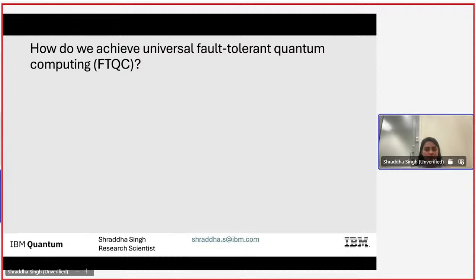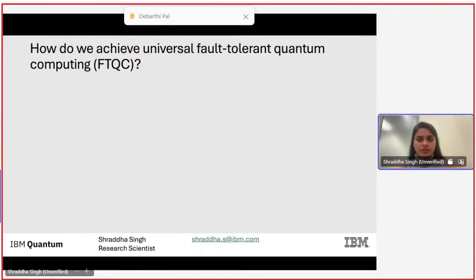How do we achieve universal fault tolerant computing? So when I say universal, I mean I want to implement a universal logical gate set, i.e., I want to be able to implement the logical Clifford gate set and a single non-Clifford logical gate. And note that I'm appending logical everywhere.